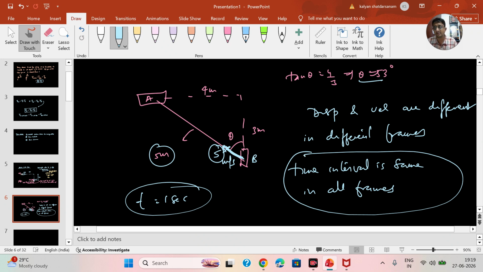See, for example, if I am going in a car, according to the driver, I am just sitting there, the distance traveled by me is 0. He will say, sir, you are sitting just behind me, you did not travel anything. But for a person who is outside, I am traveling. Similarly, according to the driver, I am at rest. But for the outside person, I am having some velocity. So you see, velocity could be different for different observers. Displacement could be different for different observers, but the time interval will be the same for all observers. This is a very critical point.